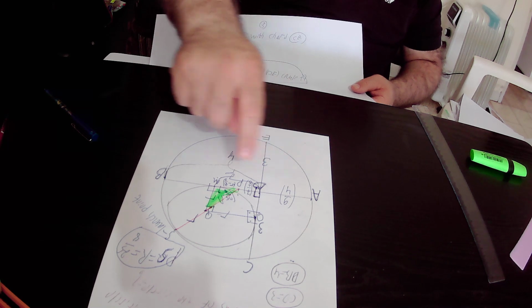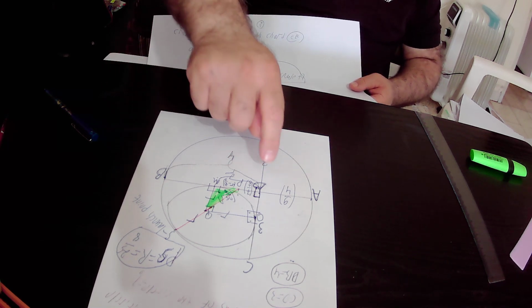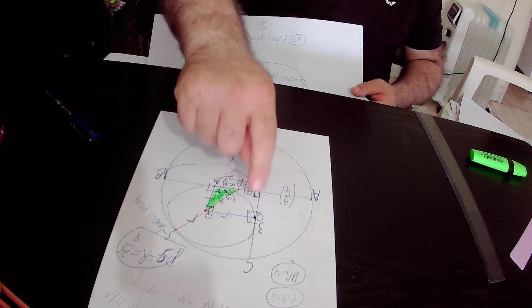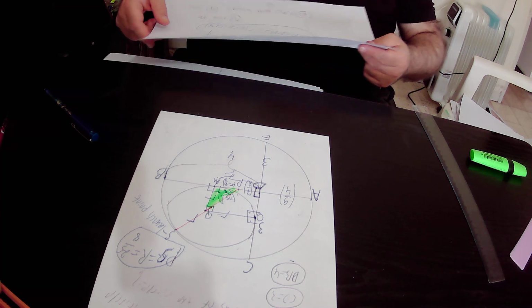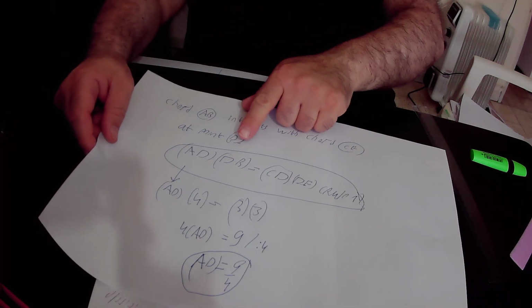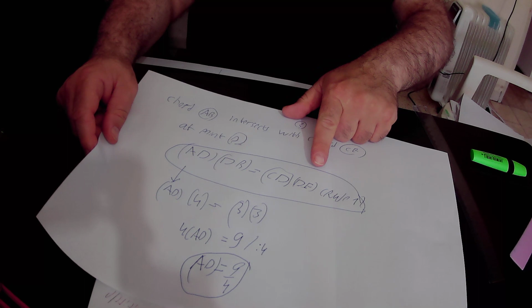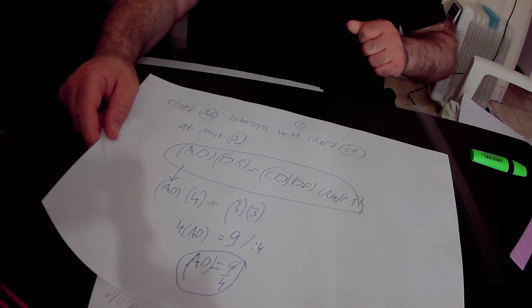Okay, AD times DB equals CD times DE according to rule number 1.